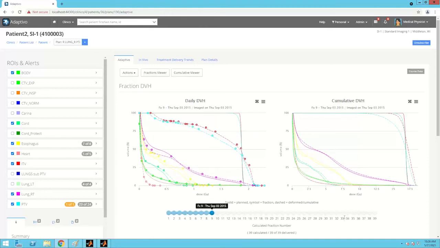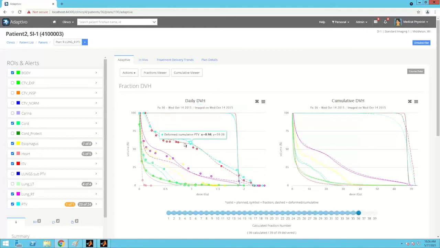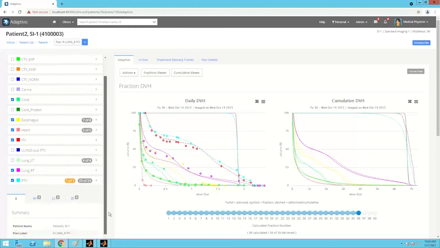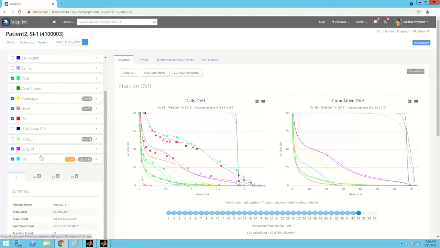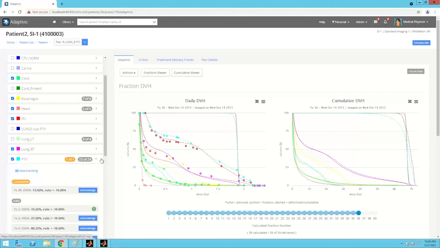And then we can see the same in fraction 36. A large difference occurs. Those alerts I was talking about can be reviewed further over here next to the PTV. I just have to open up, and you can see here the D95% for the cumulative. The rule is that the DVH is within 10%, and in this case, the DVH exceeded that at about 14%.